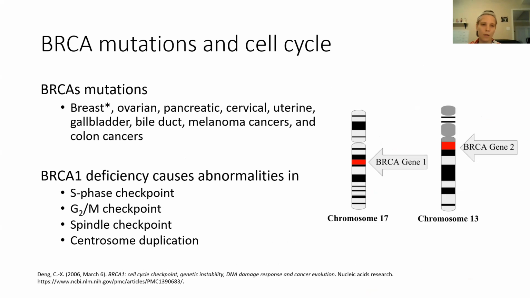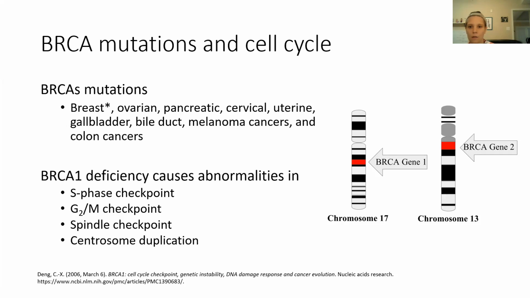Okay, and BRCA mutations in the cell cycle. So BRCA mutations, either 1 or 2, can cause breast cancer, ovarian cancer, the most common, as well as pancreatic, cervical, urine, gallbladder, bile duct, melanoma, and colon cancers.